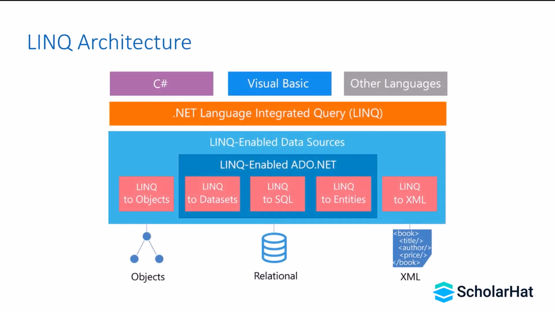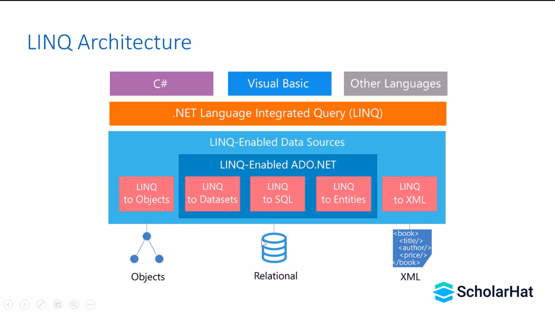LINQ architecture. Now let's understand the LINQ architecture. Mainly we query three types of data sources: objects, relational databases, and XML documents. If you want to query objects, there is a flavor, LINQ to Objects, which you can use. Objects can be your C# collections and C# generics, which you can query easily using LINQ to Objects.